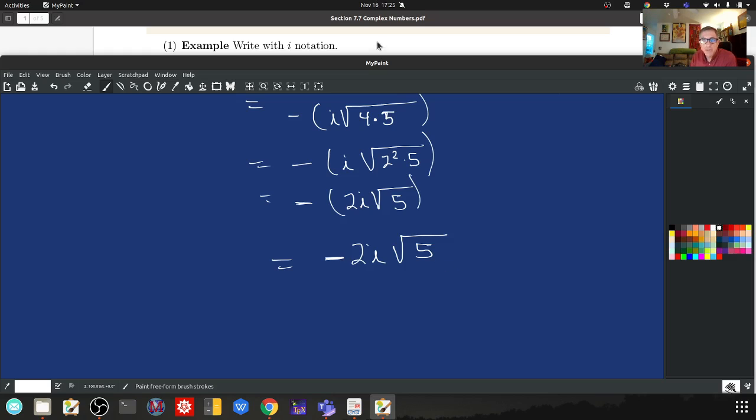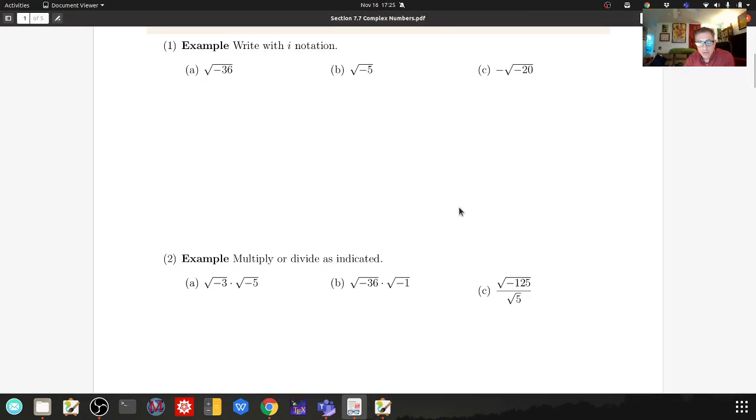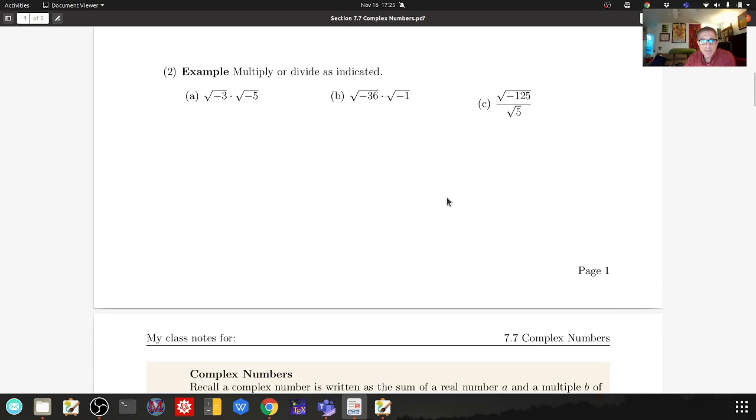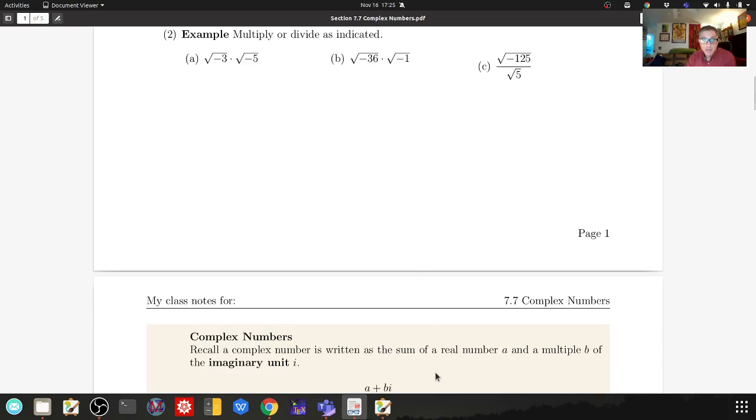Oh, I guess we need to go on down. So now let's go ahead and we have to multiply and divide. So here again we have to be really, really careful. There is a theorem way back on page 433 that we cannot use.